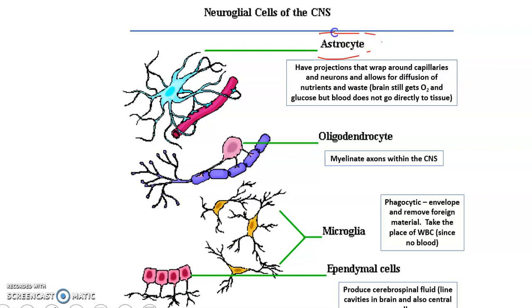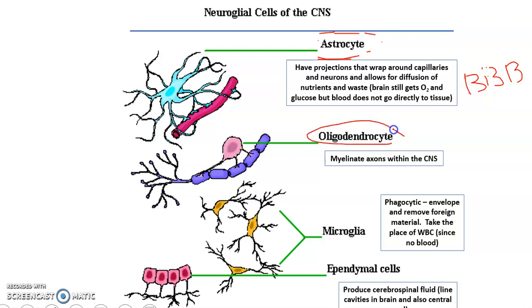Astrocytes, astro means star-shaped cells because they look like a star, and they wrap around capillaries and neurons to form the blood-brain barrier. So whenever we think of astrocytes, remember the blood-brain barrier. This is a barrier between the blood and the brain that allows the diffusion of nutrients and waste and stops the diffusion of other substances.